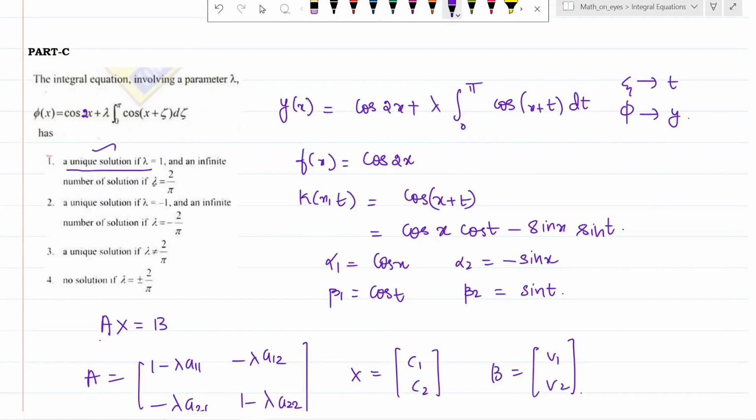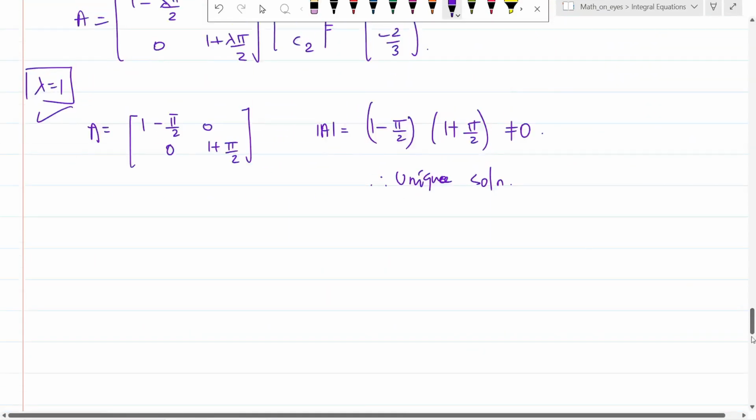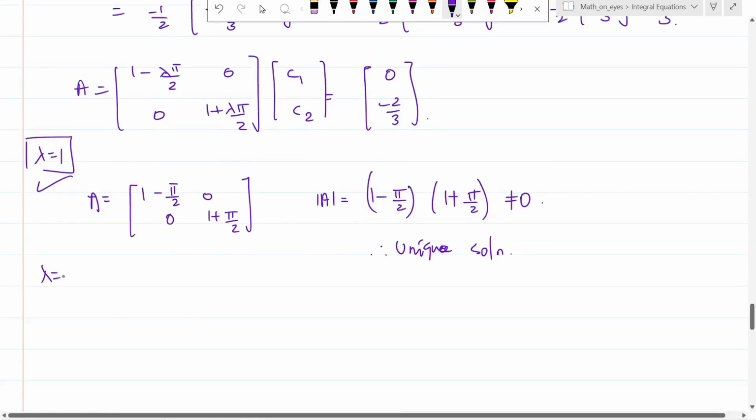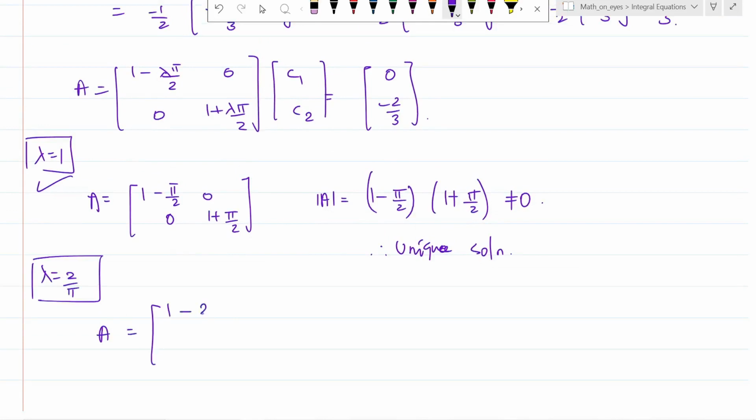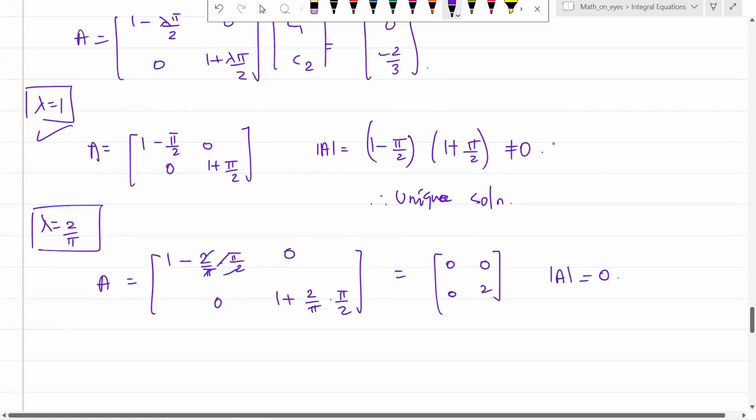And an infinite number of solutions if lambda is equal to 2 by pi. Let us verify. When lambda is equal to 2 by pi, A is equal to 1 minus 2 by pi into pi by 2, 0, 0, 1 plus 2 by pi into pi by 2. So this will give you 0, 0, 0, 2, and so the determinant of A is equal to 0. When the determinant is equal to 0, it can have a unique solution or infinitely many solutions. So in the next step we need to verify with the matrix B.